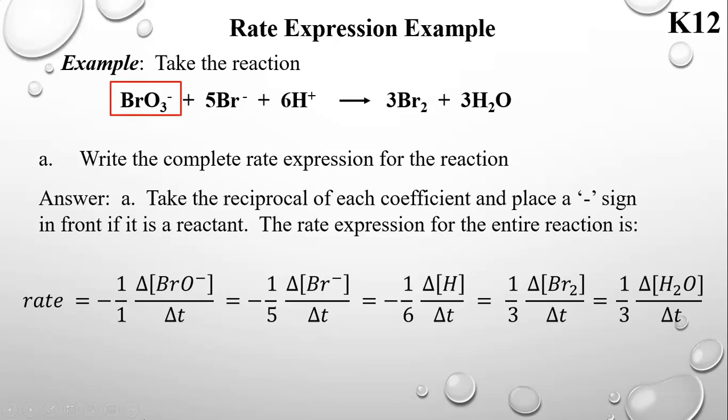Okay, so BrO3 minus. There it is, -1/1, negative because it's a reactant. 5Br minus becomes -1/5, delta Br minus over t. The hydrogen becomes -1/6. It's a reactant, so it's a negative sign, delta H over t. Now we go over to the product side. 3Br2 becomes 1/3. It's positive because it's being produced. It's increasing in value. And 3H2O, and there it is, it's 1/3 delta H2O over t.